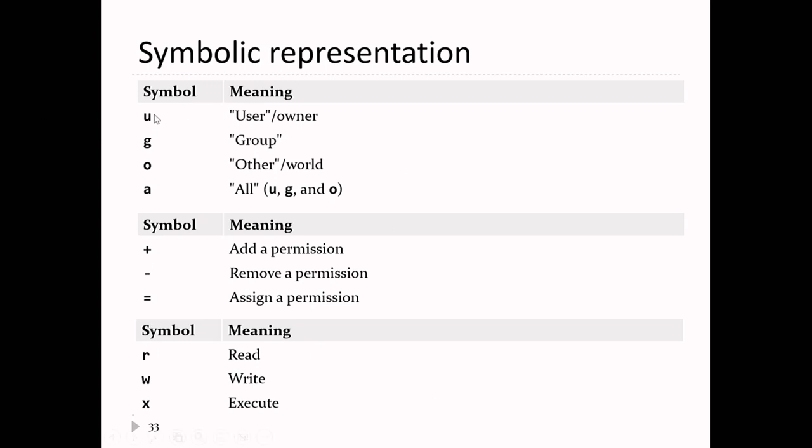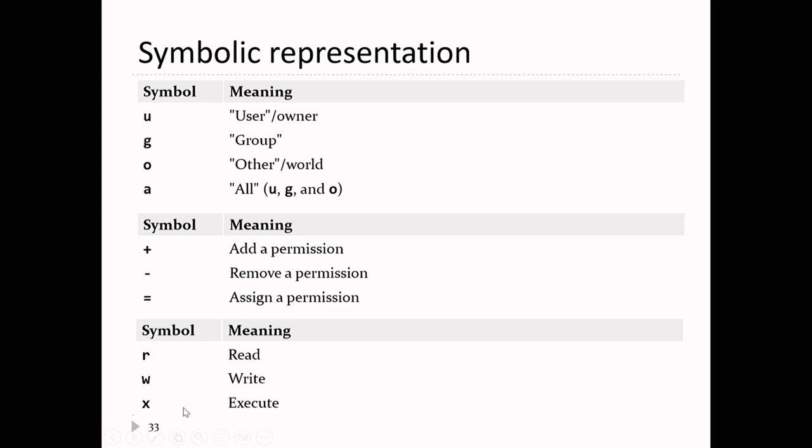So you can use the symbol U to mean the user. So chmod U means change the permissions for the current user. G means change the permissions for the group. O means change permissions for everybody else. A means change permissions for everybody all at once. Now to add a permission, you use the symbol plus. Plus will add a permission, minus will subtract a permission, and equals will assign a permission. And then finally, R, W, and X are read, write, and execute.